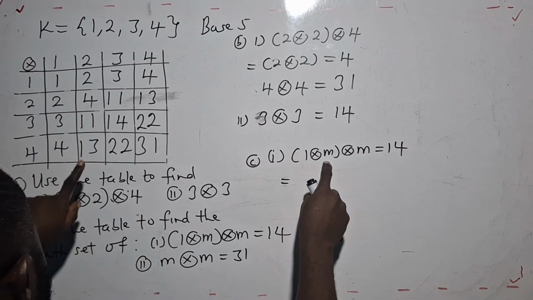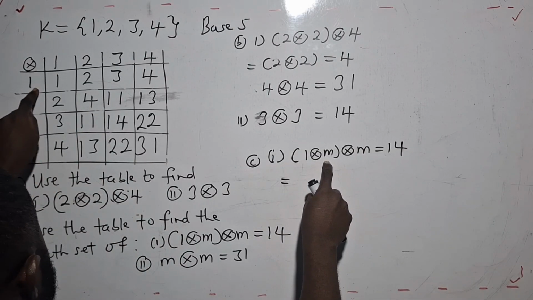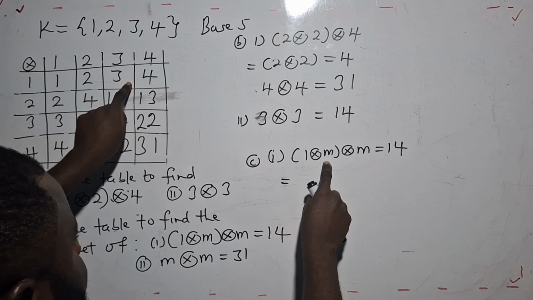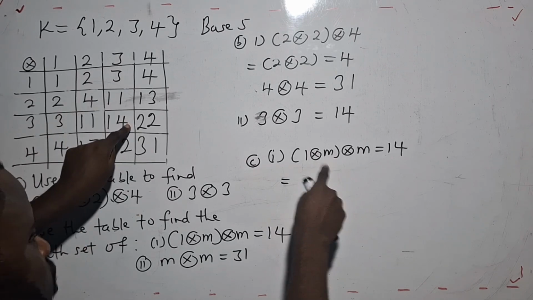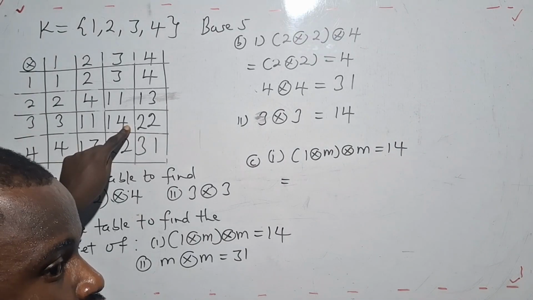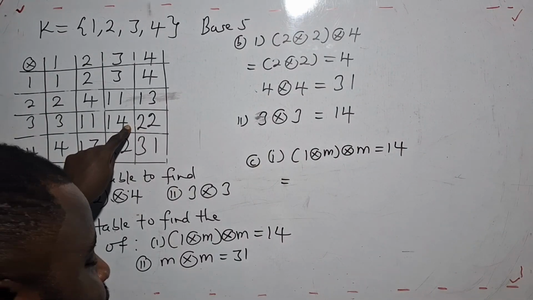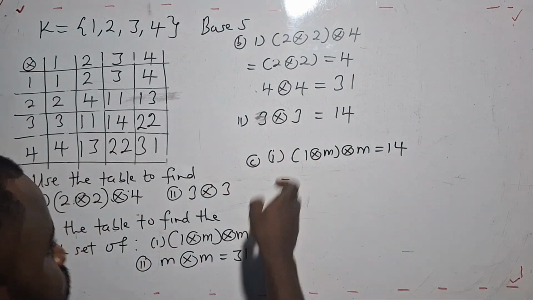Let me put 3 here. Now 1 times 3 is 3. Now 3 times 3, 3 times 3 gives me what? 14? Yes, 3 times 3 gives me 14.